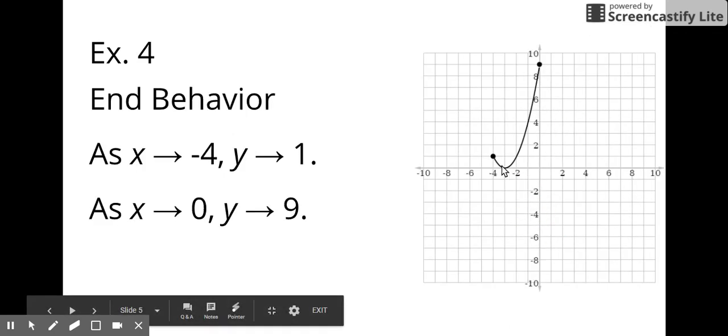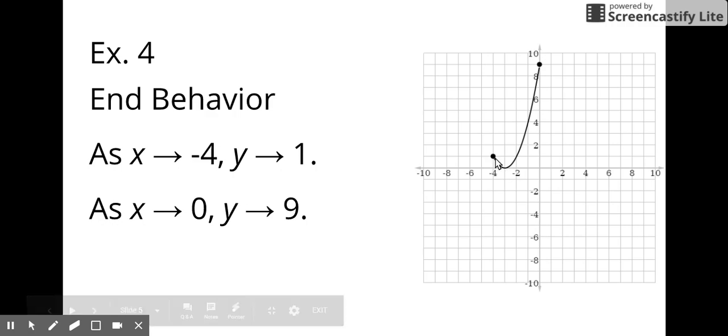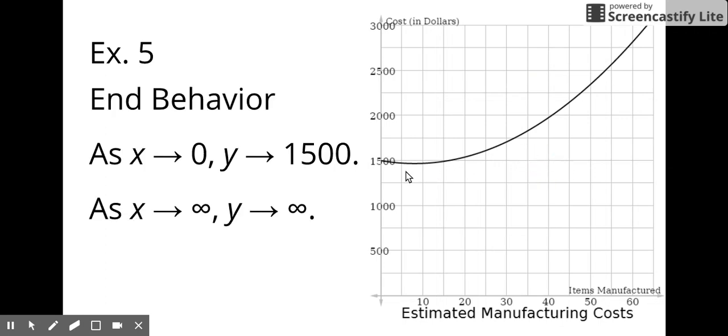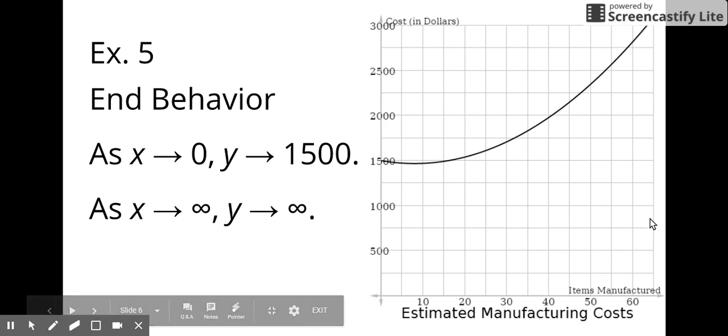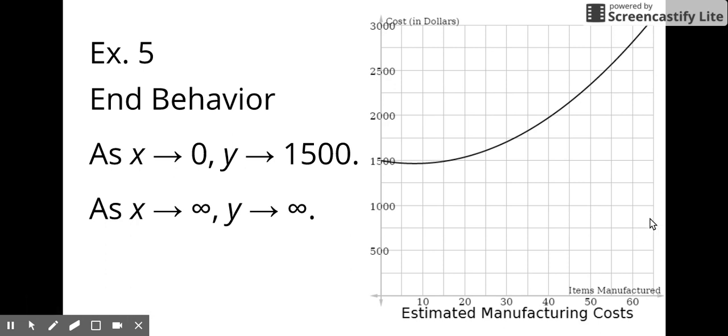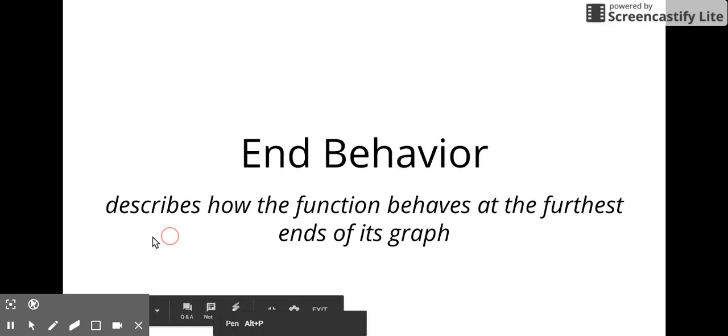For this example, as x goes to negative 4, y is going up to 1. As x goes to 0, y goes up to 9. And our last graph, as x goes to 0, your y value is going to 1,500. And this graph is showing the estimated manufacturing costs of manufacturing x number of items. So as we get closer to building no items, we have an estimated cost of $1,500. And as we manufacture more and more items, the cost is going to keep going up.